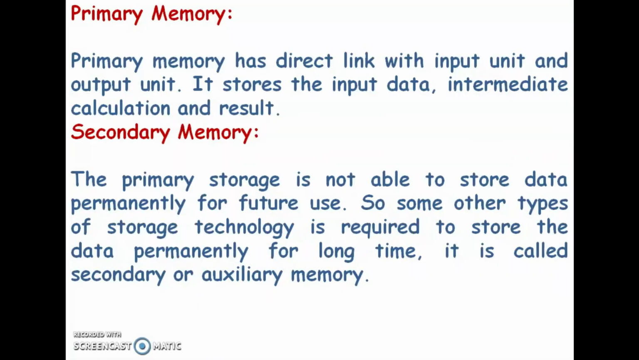Then secondary memory. The primary storage is not able to store data permanently for future use. So, some other type of storage technology is required to store the data permanently for a long time. It is called secondary or auxiliary memory. Okay. These are the basics of computer system. Clear?